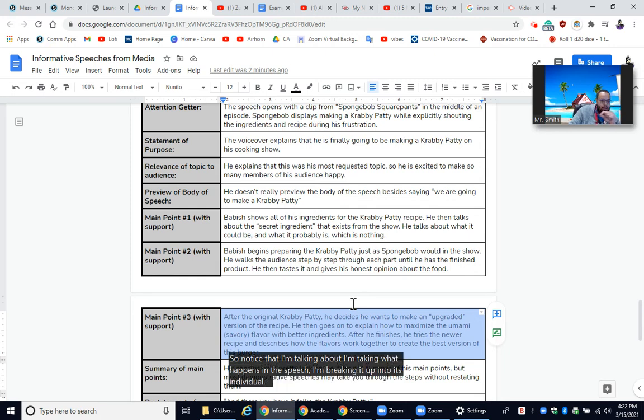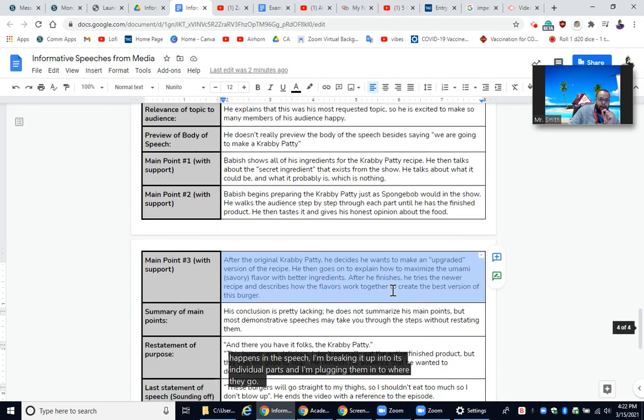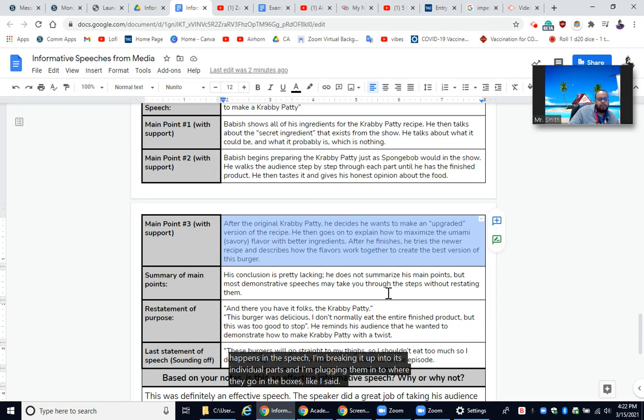So notice that I'm taking what happens in the speech, I'm breaking it up into its individual parts, and I'm plugging them in to where they go in the boxes. Like I said, this is very similar to what we did with the communication models assignment at the beginning of the year. So it should be relatively, at least familiar to you. But like I said, you're just taking parts of the speech and you're plugging it into the outline.